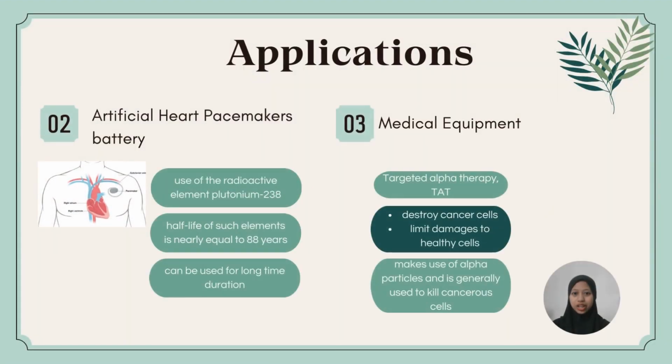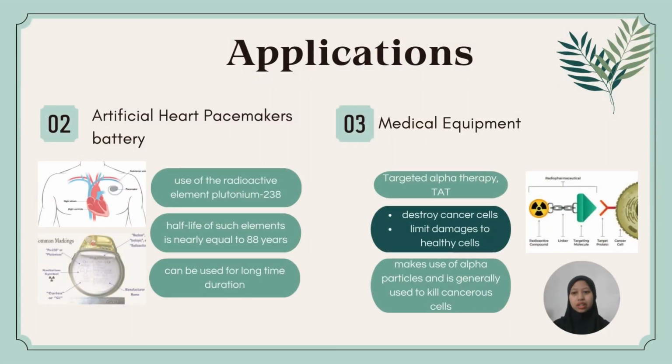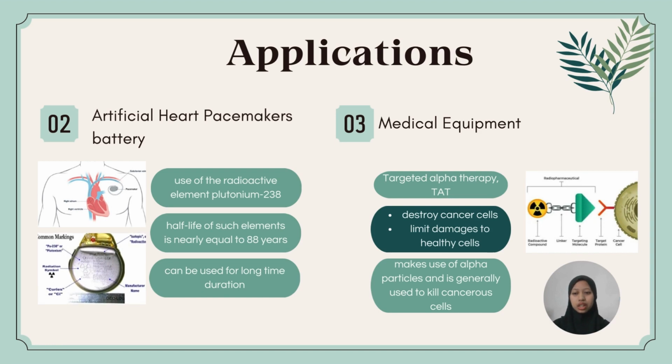The second application of alpha decay in our life is in artificial heart pacemaker batteries. Pacemakers make use of the radioactive element plutonium-238 as an energy source, which undergoes alpha decay and emits alpha radiation. These radioactive elements are preferred as fuel sources for pacemaker batteries because the half-life of this element is nearly 88 years, so it can be used for a long duration.